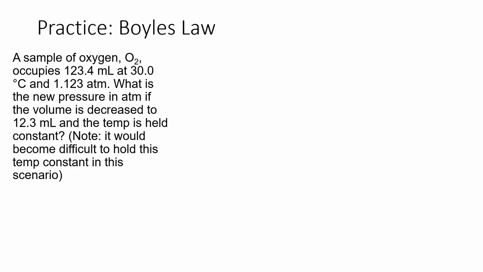All right, nice straightforward practice problem here. We've got our setup again. 123.4 mils, 30C, 1.123 atmospheres. New pressure, so I need a new pressure in atmospheres if the volume is decreased and the temperature is held constant. Now, note here, this is not a realistic situation for engineers out there. It's pretty difficult to hold. If you decrease volume this drastically, it would be really, really hard to hold the temperature constant. But let's say for the hypothetical world of the problem that we could do so.